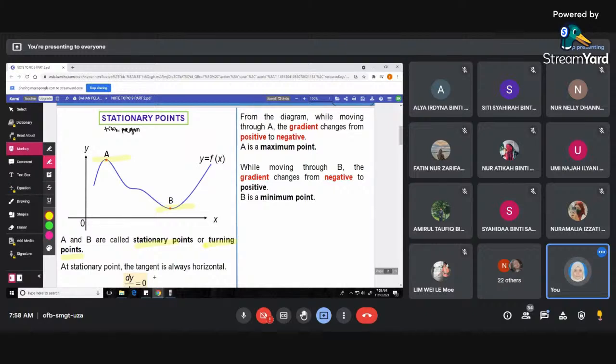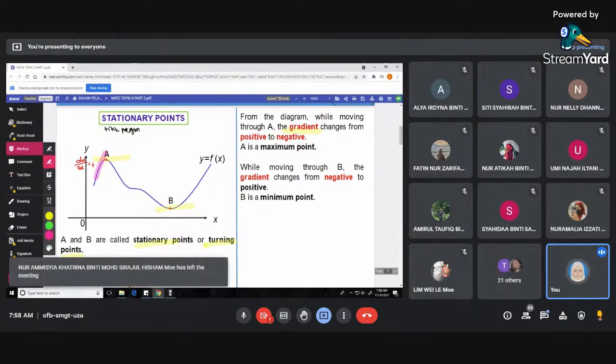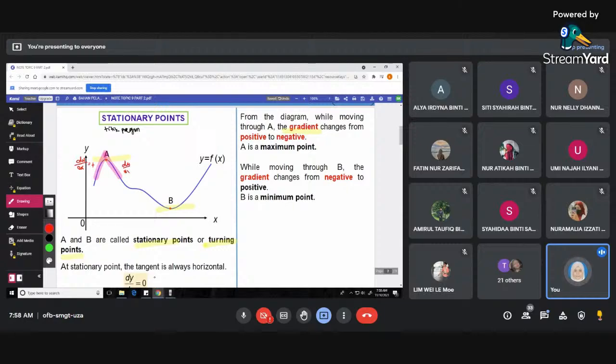So from the diagram, while moving through A, awak cuba tengok pada titik A di sini, the gradient changes from positive to negative. I told you that gradient is represent dy/dx. Therefore, here gradient changes from positive to negative, which is pada titik A di sini, keturunan dia berubah. Gradient changes, which is dy/dx here is represent a positive. Since on the right, dy/dx is represent negative.